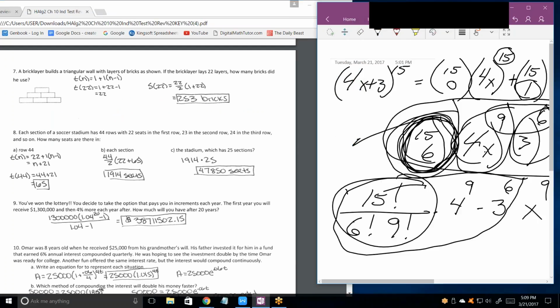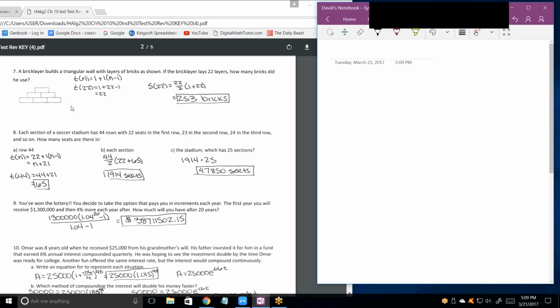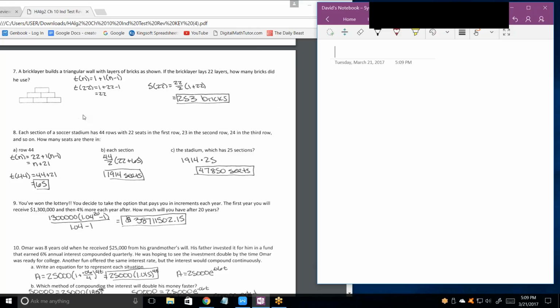Now, let's look at number 7. What kind of series is number 7? Starting with the top brick, working your way down. Is that arithmetic or geometric? Arithmetic. Okay, so I hope you don't mind if I keep using my terminology.